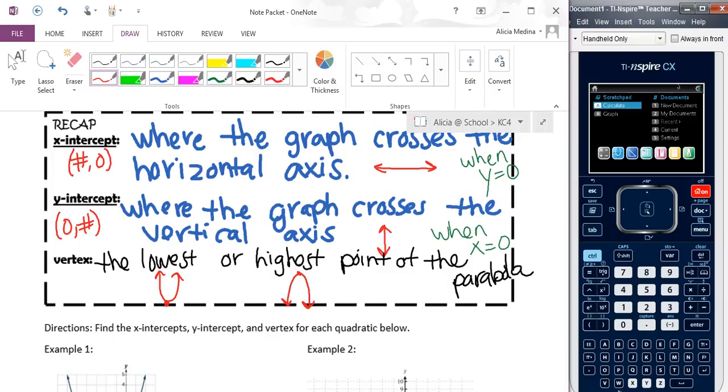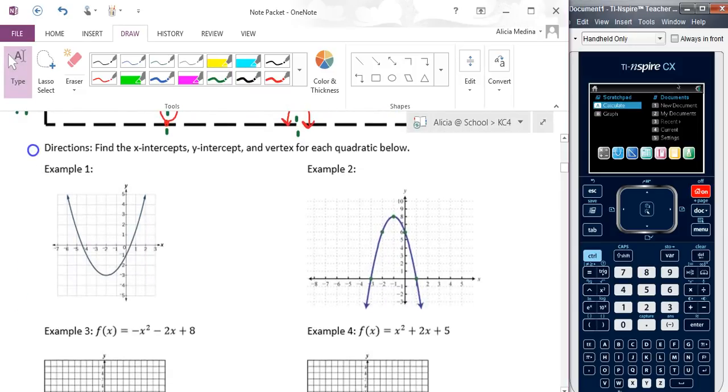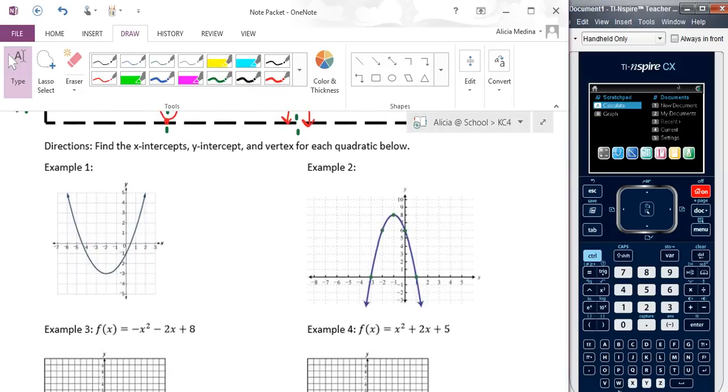You might also hear me reference the line of symmetry. Wherever that line of symmetry is, that's where it goes through the vertex. So that is going to give you that either highest or lowest point. Looking at these first couple of examples, these are the only three things I need you to tell me.